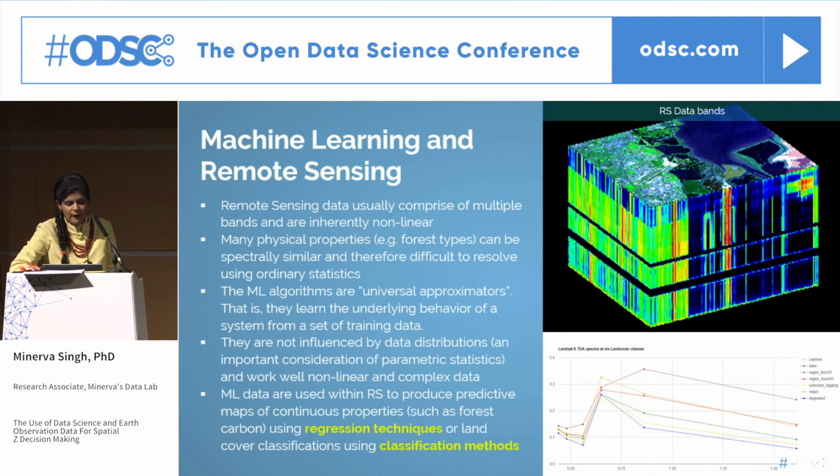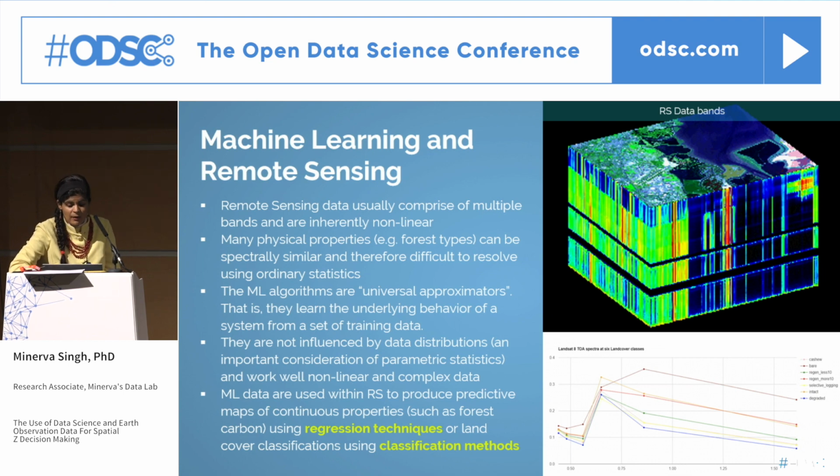On top of that, many physical properties, for example forest types, can be spectrally similar and therefore difficult to resolve using ordinary statistics. On the bottom right corner, we have the spectral signatures of different forest types in Cambodia, and you have things like cashew forests, degraded forests, and so on. While all of these have their own signatures, these signatures are quite close to each other, so resolving them becomes difficult.